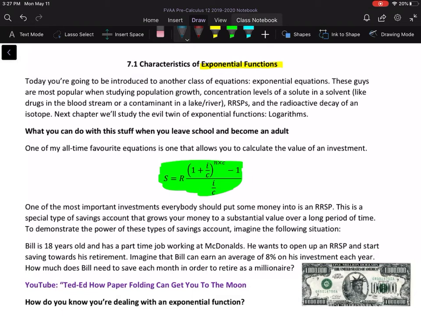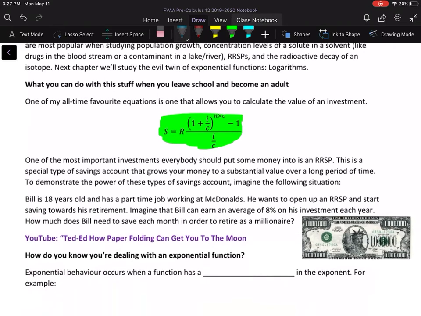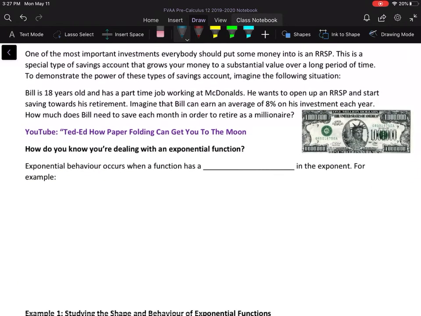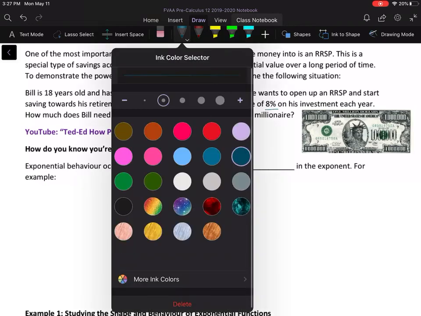This is a special type of savings account that grows your money to a substantial value over a long period of time. To demonstrate the power of these types of savings accounts, imagine the following situation. Bill is 18 years old and has a part-time job at McDonald's. Okay, great job. I worked there when I was in high school, loved it. He wants to open up an RSP and start saving towards his retirement. Imagine that Bill can earn an average of 8% on his investments, which is within striking distance.